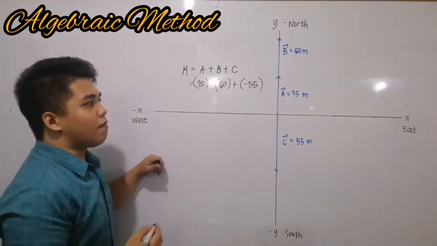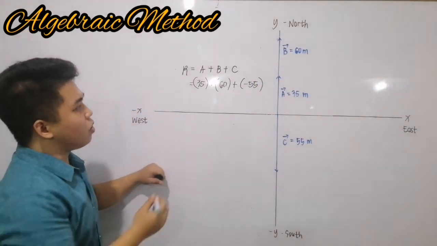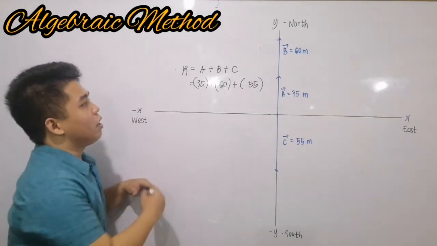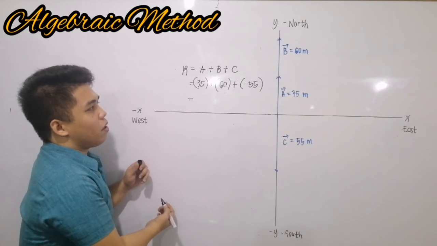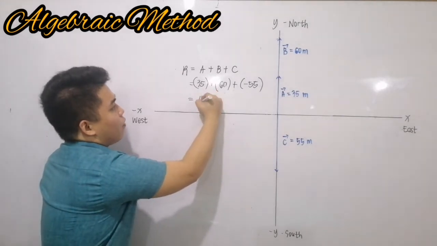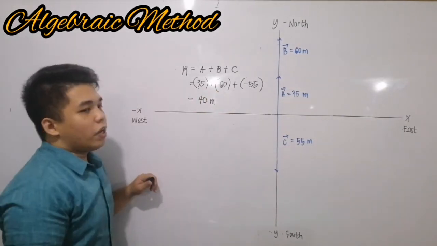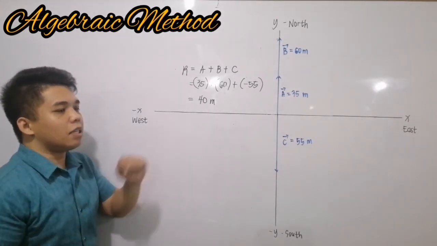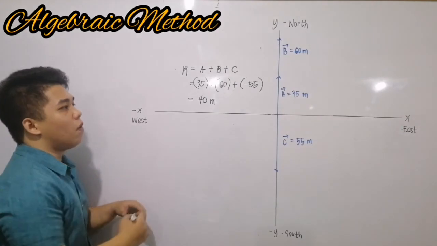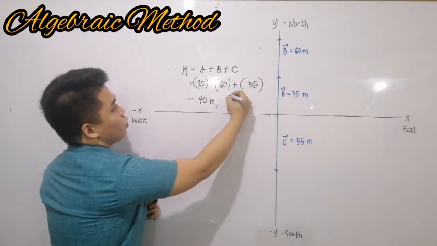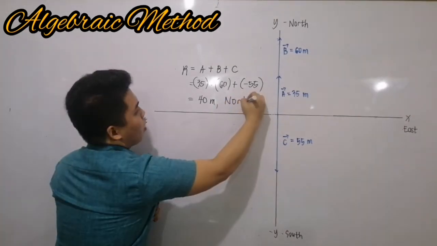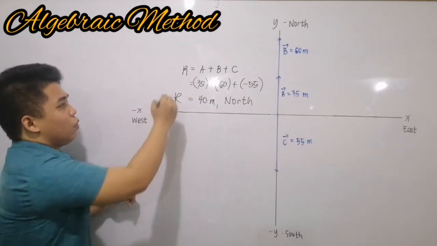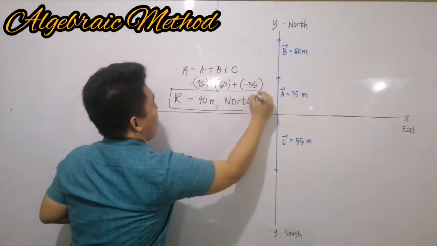To get the resultant vector, just add all the magnitudes. We have 35 plus 60 plus negative 55. The magnitude of the resultant vector will be positive 40 meters. To get the direction of our resultant vector, since our magnitude is positive, the direction is due north. So our resultant vector will be positive 40 meters due north. That will be our final answer.